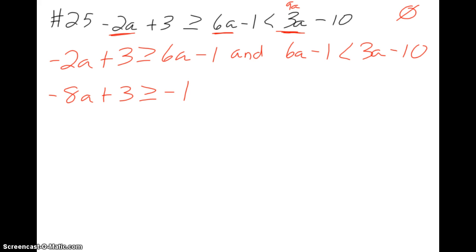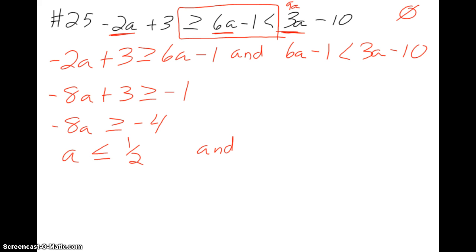Subtract 3 on both sides. Negative 8a is greater than or equal to negative 4. Divide by negative 8, and I get a is less than or equal to, because I'm dividing by a negative, 1/2. Again, remember this is an AND problem. The value needs to be between here, and because it has to be between there, it's an AND.